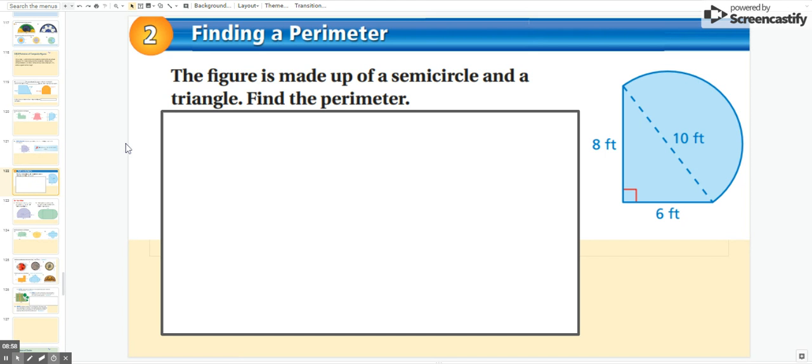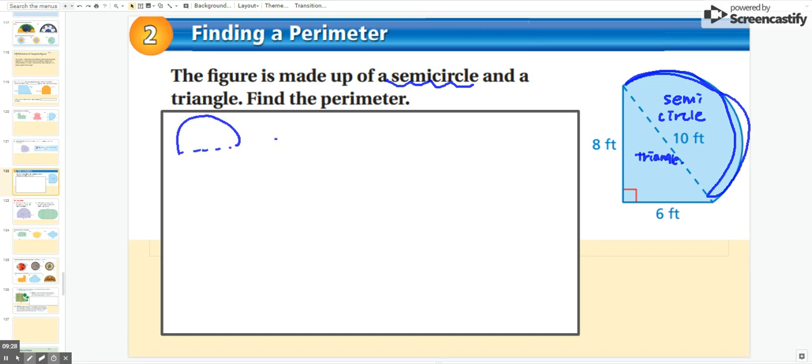All right, now we're going to find perimeter of this composite figure. This composite figure is made up of a semicircle, here, semicircle, and a triangle. So let's find the perimeter. We can divide it into the semicircle part. I'm going to find the half of the circumference, and add that to 8 and 6, because this is a round shape.